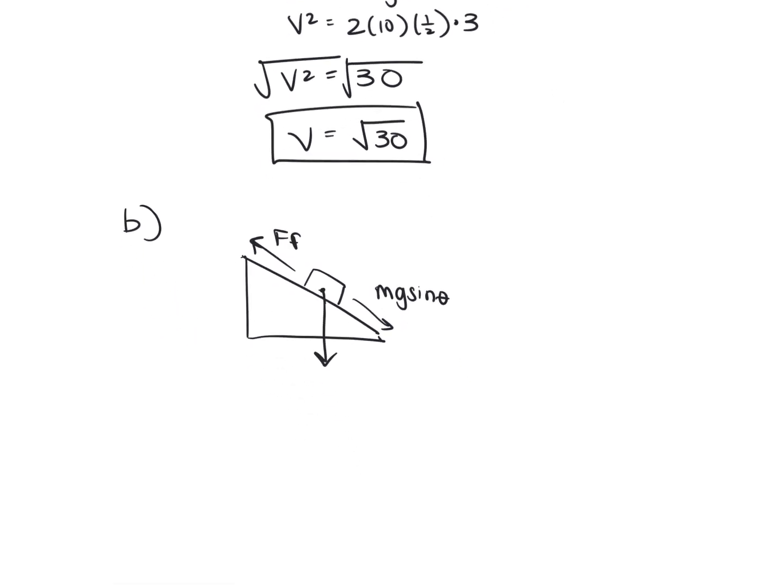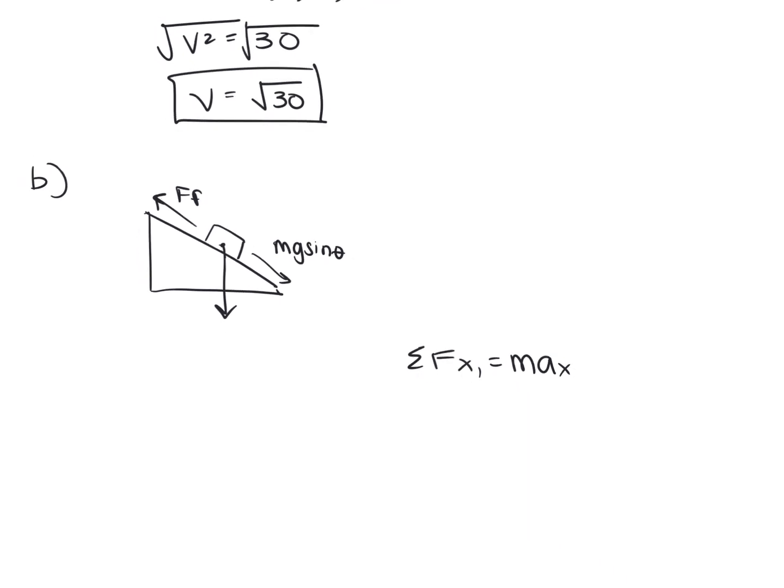And so if we want to find the sum of all the forces in the x direction, then we would look at mg sine theta, this being the positive direction. So it'd be positive mg sine theta. This is positive minus the force of friction, because it's going in the opposite direction, equals m times a in the x direction.